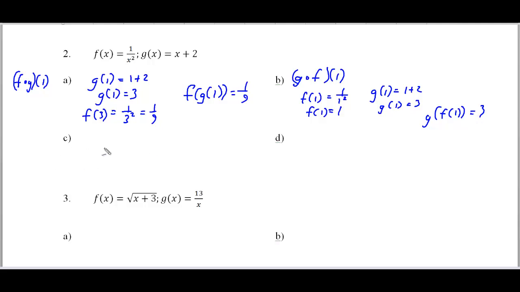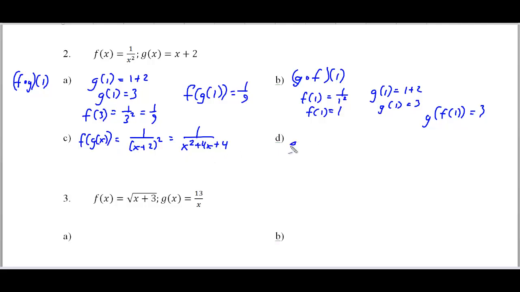Alright, now what we'll do for letter C is plug one equation in for the other. Now for my f of g of x, I'm going to plug my g into my f equation. So my f equation is 1 over x squared. Well, this would be 1 over x plus 2 quantity squared. And I know the book leaves it in this form, but there's no reason why we can't FOIL this out. X squared plus 4x plus 4. And there it is. There's my f of g of x.